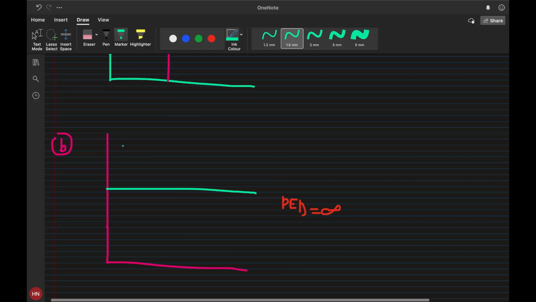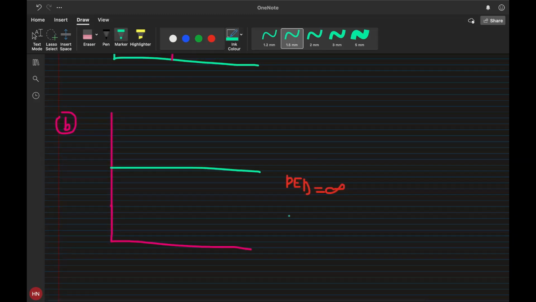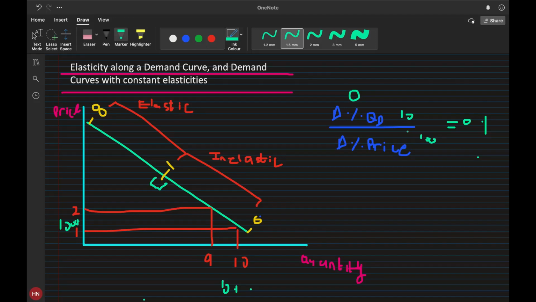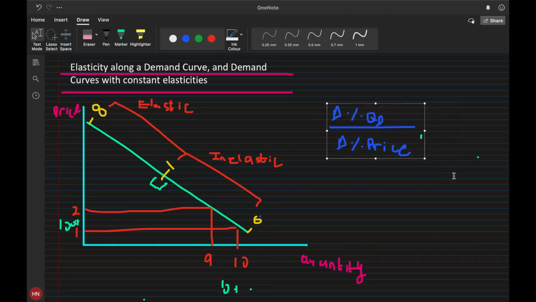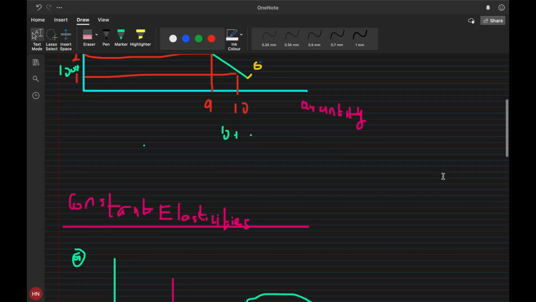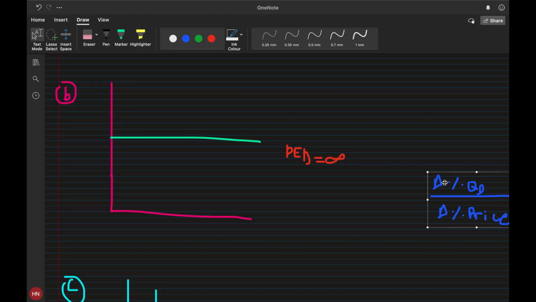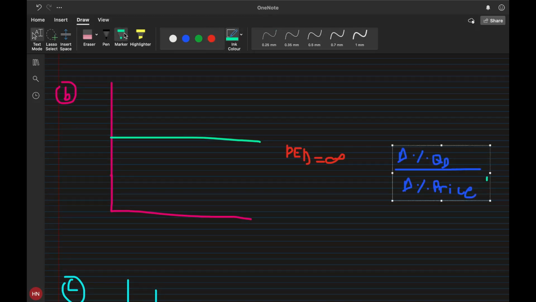The next one is B. This is a perfectly elastic demand curve, and in this case the value of PD is equal to infinity. Let's go back to the formula here. Let's just copy the formula. If we take this formula down over here, then we can see that there is no QD at any other price.